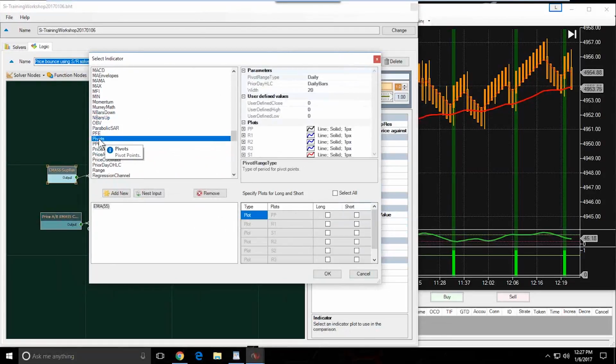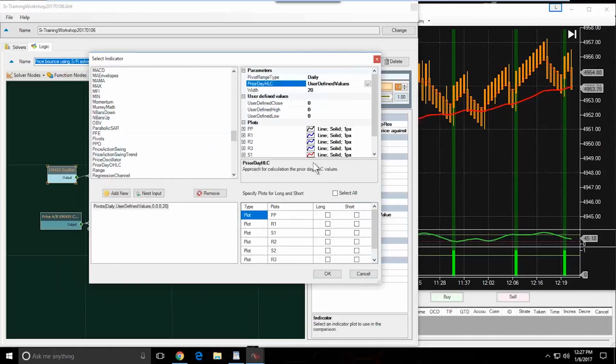So I'm going to go back to the pivots indicator as my example here. So I got the pivots, and you see the pivots has a lot of plots here, right? So all these plots could be like your Fibonacci numbers here, right? So the PP could be the 50%, and stuff like that.